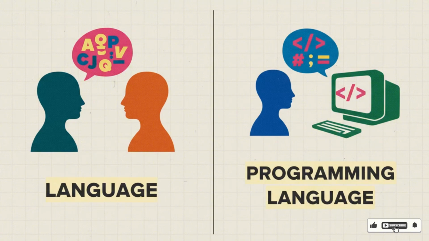Here's a simple way to think about it. You and I communicate using a language, like English. Well, to communicate with a computer, you need to use a programming language. You've probably heard of some, like Python or Java. It's just a structured way for us to give our instructions so that there's absolutely no confusion.